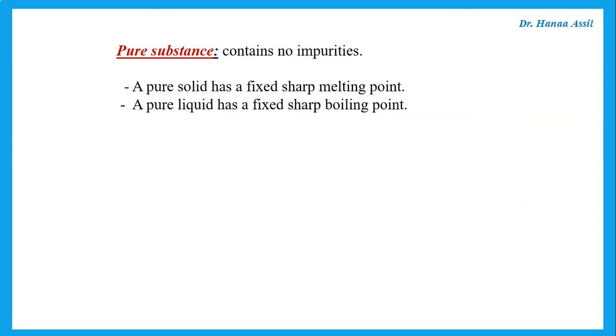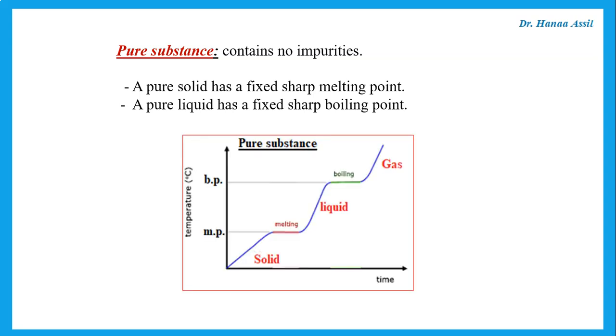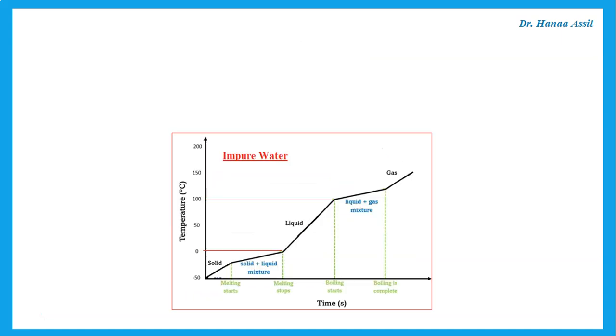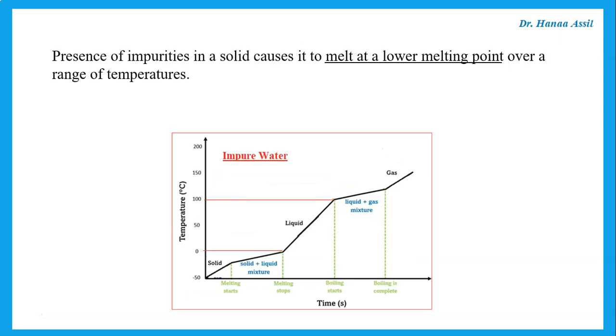Pure substances are those that contain no impurities. So a pure substance would have a fixed melting point and a fixed boiling point. But if we have impurities, the presence of impurities will cause, first of all, the melting point to be lower. So an impure substance would melt at lower temperature than it should, and it will melt over a range. It will not melt sharply at a specific temperature.